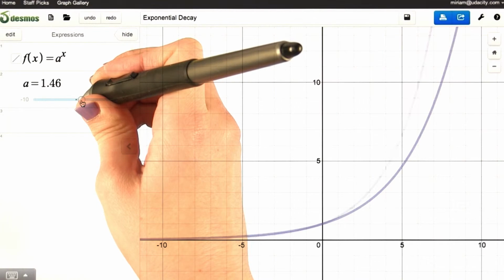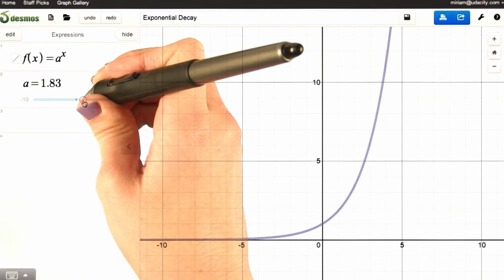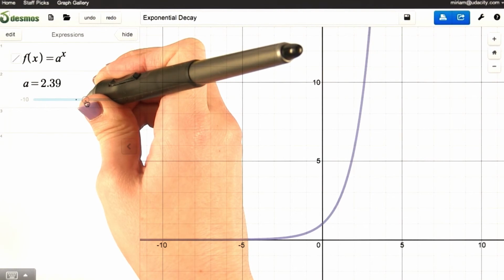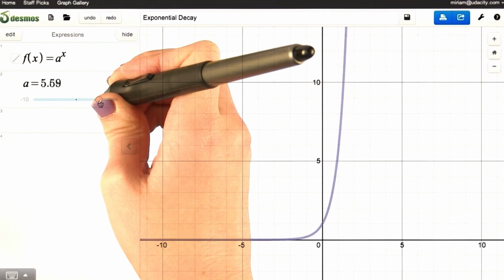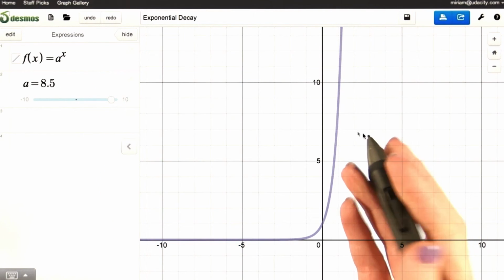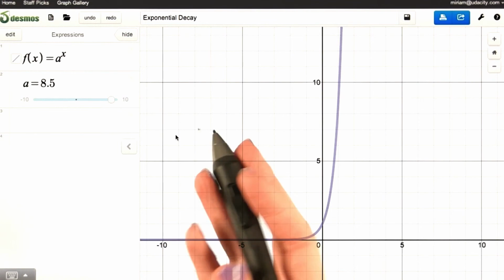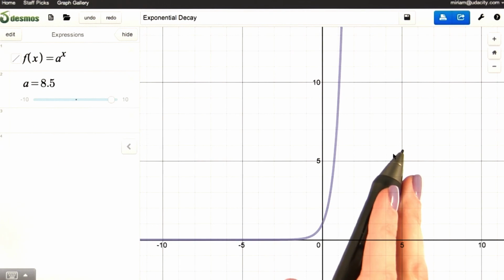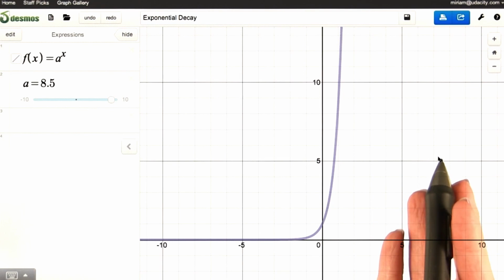And the growth gets steeper and steeper as a increases, since we're going to be multiplying by more and more each time x increases. If I let a get really big, our graph's going to increase at an incredibly quick rate. I would encourage you to visit the Desmos website and play around with this on your own. It's really fun to see how many different things you can do with exponential functions.